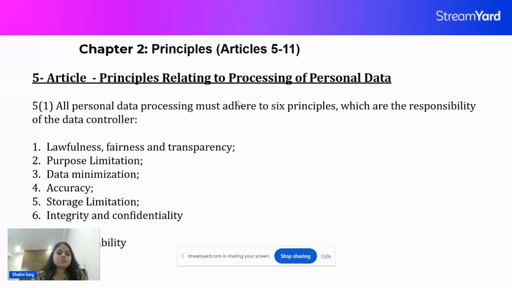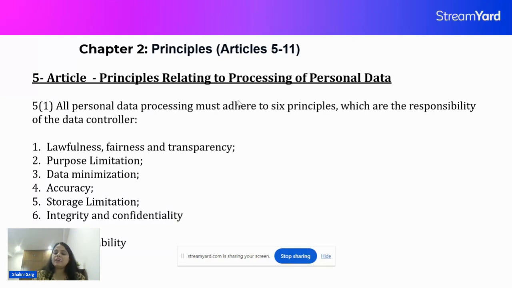The next would be integrity and confidentiality. This says that personal data must be processed in a manner which ensures appropriate security, including protection against unauthorized or unlawful processing, and against accidental loss, destruction, and damage. The technical and organizational measures according to Article 32, which we are going to study, should be implemented to ensure that the data is being stored or processed within the terms of integrity and confidentiality.